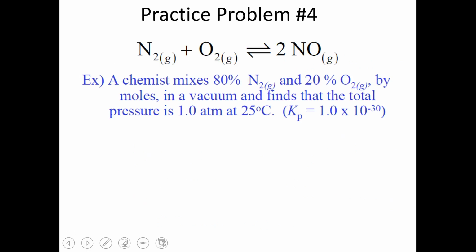All right, here's another practice problem so let's take a look at this. So we've got nitrogen gas and oxygen gas reacting to form nitrogen monoxide. A chemist mixes 80% nitrogen and 20% oxygen by moles in a vacuum and finds that the total pressure is 1 atmosphere at 25 degrees Celsius. And we are given a K value for this reaction.